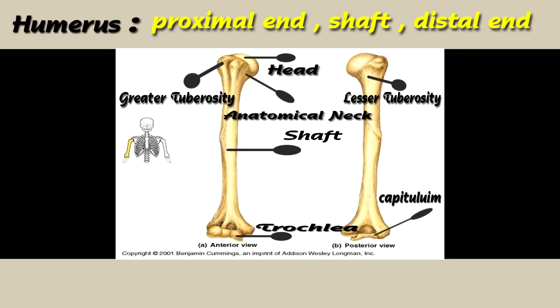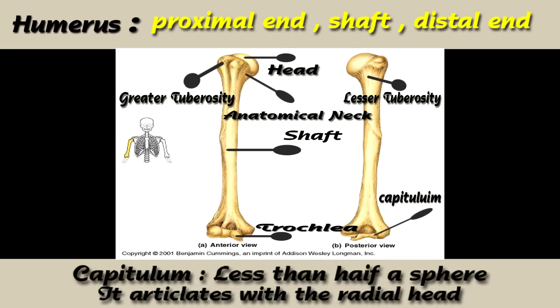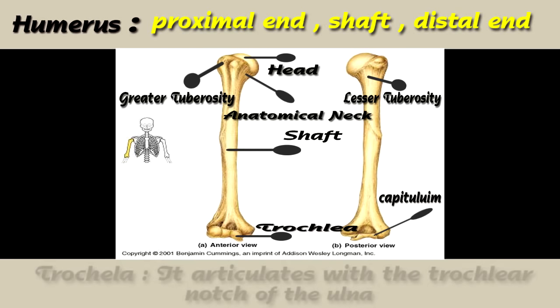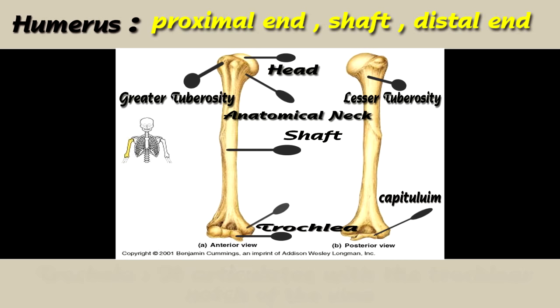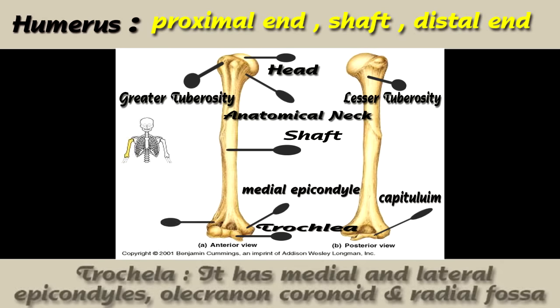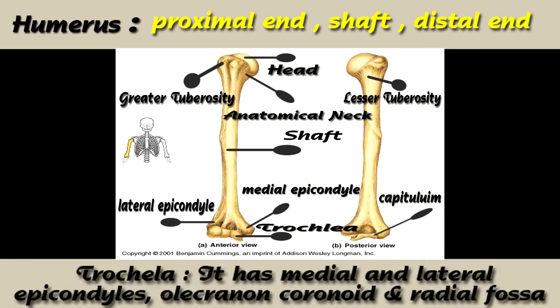The capitulum is less than half sphere. Also it articulates with the radial head. The trochlea, it articulates with the trochlear notch of the ulna. Also it has medial and lateral epicondyles, olecranon, coronoid, and radial fossa.